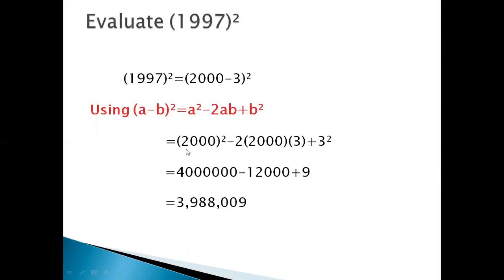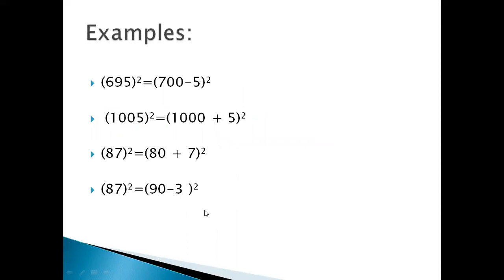Now we have to see how to evaluate the square of 2000. First of all, we take the square of the non-zero part, which is 2. So the square of 2 is 4. Now we have three zeros in 2000, so after taking the square, we'll have double the number of zeros. We'll have 6 zeros. Now multiply these three numbers: 2 into 2000, 4000, into 3, 12,000, plus 3 square, 9. Subtract 12,000 and then add 9, we get 3,988,009.